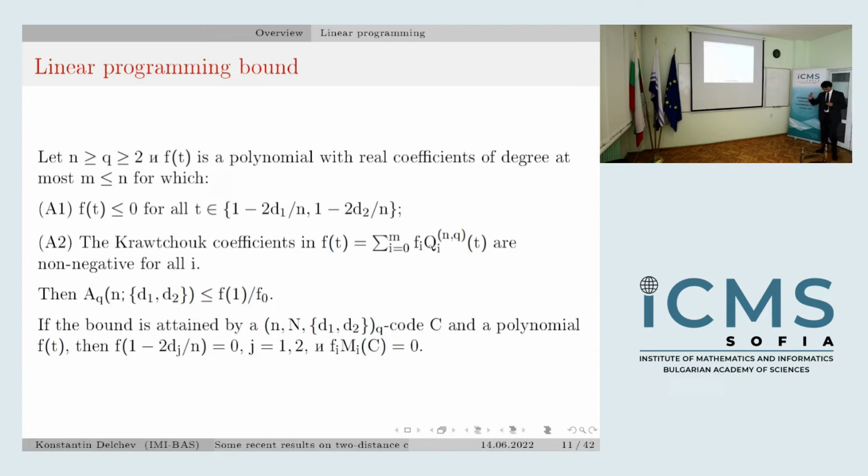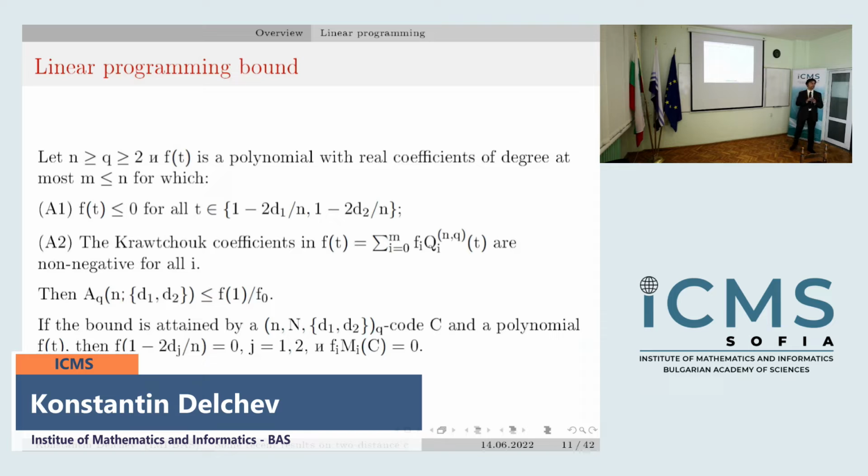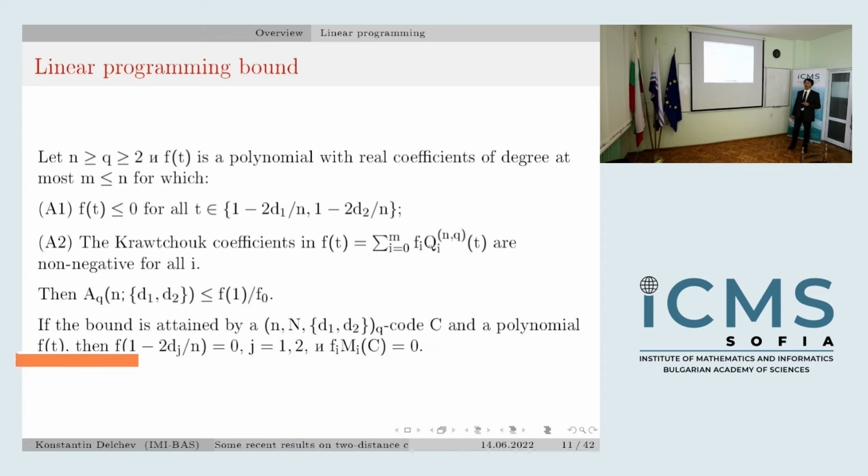Here we've written the distances not d and d plus delta, but d1 and d2, because if we have more distances, exactly the same. You just add more requirements for the zeros of the polynomials, but then the same thing holds. This is why d1 and d2 are more useful.